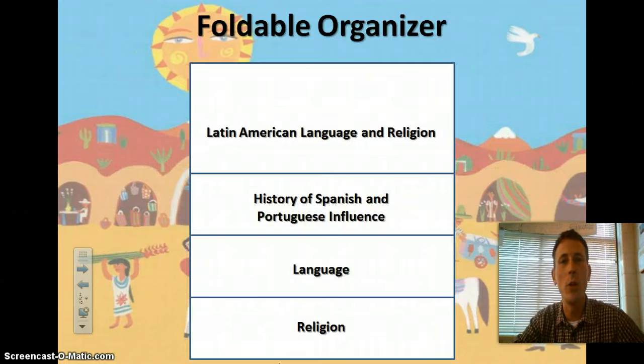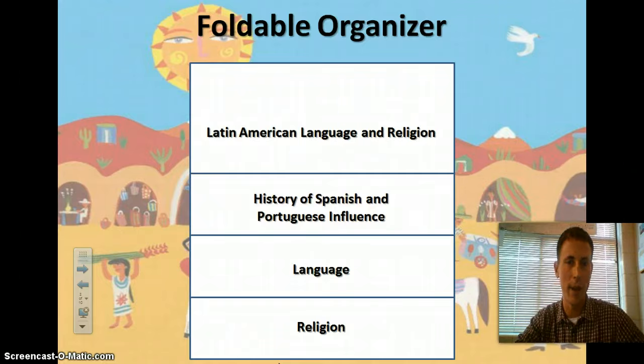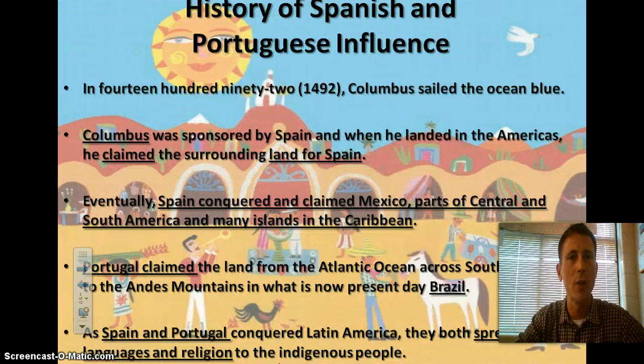Today, you will create a foldable organizer. Your foldable organizer will be broken down into four parts. The main heading should be Latin American language and religion. You will then describe the history of the Spanish and Portuguese influence, and then we will break down both language and religion separately. First of all, to understand the Spanish and Portuguese languages, we need to learn the history of the Spanish and Portuguese influence.